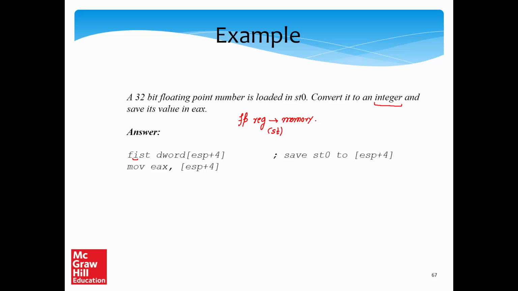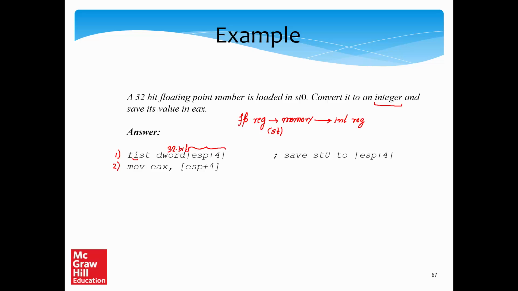first, and then transfer it from memory to an integer register, because we cannot directly transfer a floating point value to an integer register. So what we do is that we assume that, let's say, this location on the stack, ESP plus 4, is available, is free. So there we transfer a D word, or 32 bits, because it's a 32-bit floating point number. The contents of ST0 get written to this memory location. This is what the first statement achieves.